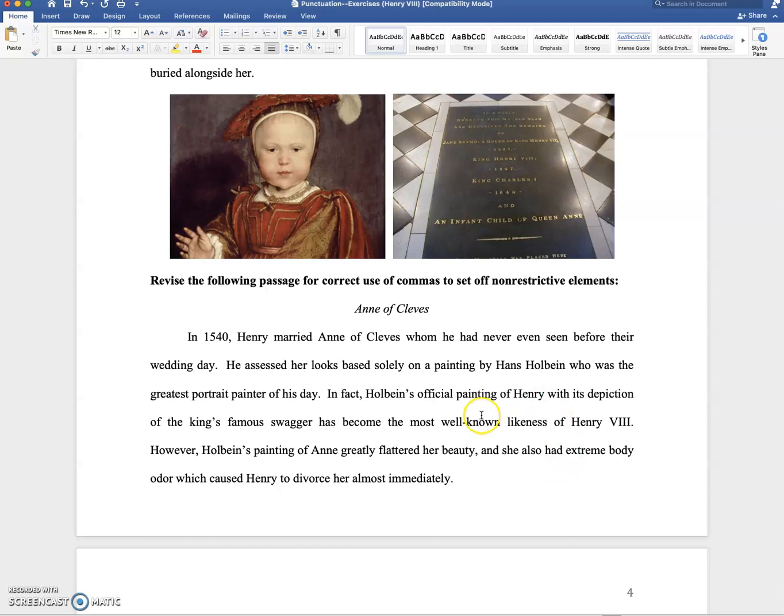Okay, so the first non-restrictive clause we need to set off is this, right? That's just a little add-on because we've got an independent clause here. Henry married Anne of Cleves. And this is just sort of an extra piece of information. If we deleted this part of the sentence, the first part would still be complete. It would mean the same thing. So that shows us that it is a non-restrictive or non-essential element. It needs to be set off with a comma. All right. And then after Holbein, same kind of thing there.